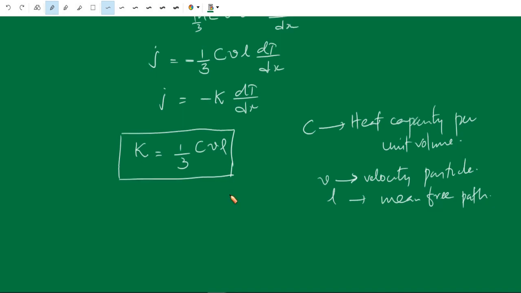This was applied first by Debye in describing the thermal conductivity of dielectric solids, with C as the heat capacity of phonons, V as the velocity of phonons, and L as the phonon mean free path. That's for now. We'll have more discussion on thermal properties of crystals in the next class.